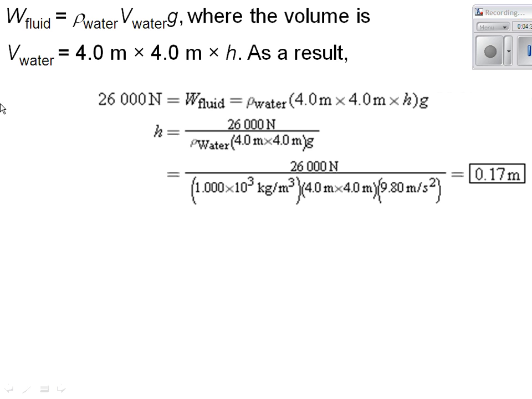What we have here is the weight of the fluid, the weight of the water, equals density of the water, volume of the water, times gravity. The volume of the water is length times width times height. It's 4 meters times 4 meters times the height. And we know it has to equal 26,000 newtons because we want the weight of the fluid that's been displaced to equal the weight of the raft. So you plug in your numbers and you can solve for your h value of 0.17 meters.